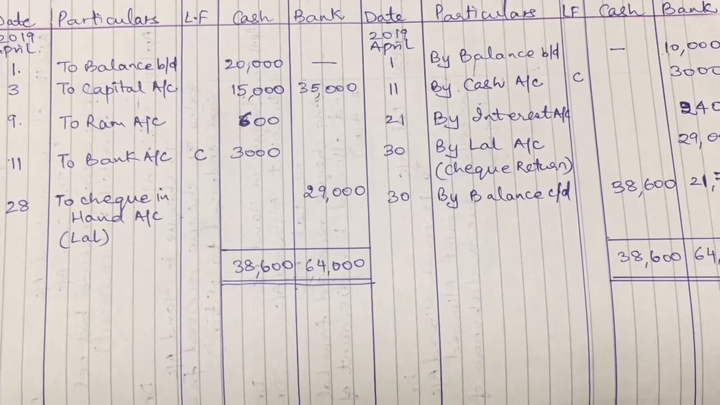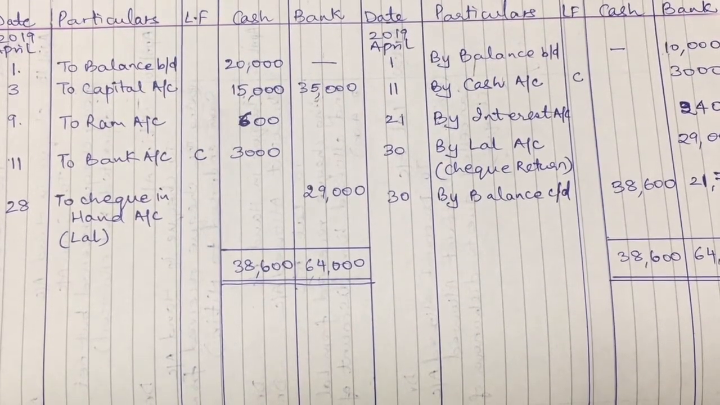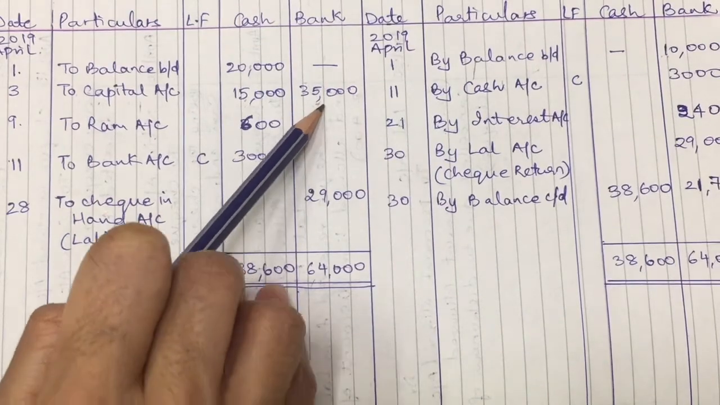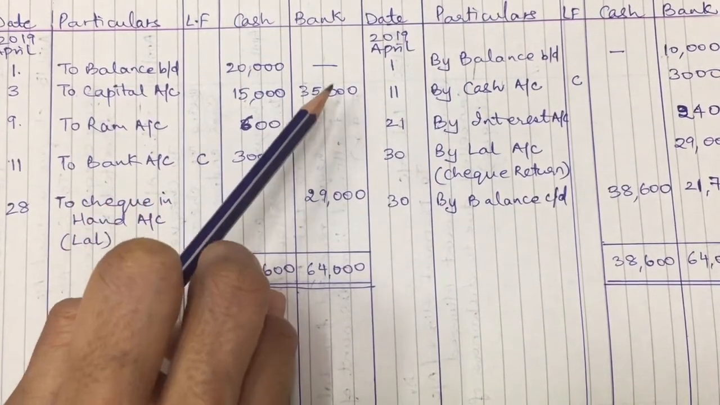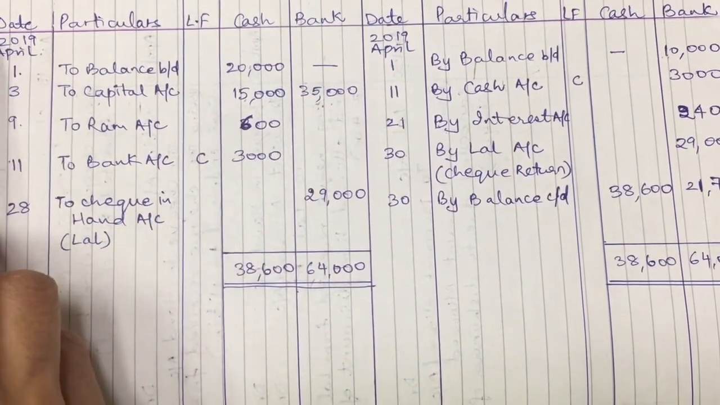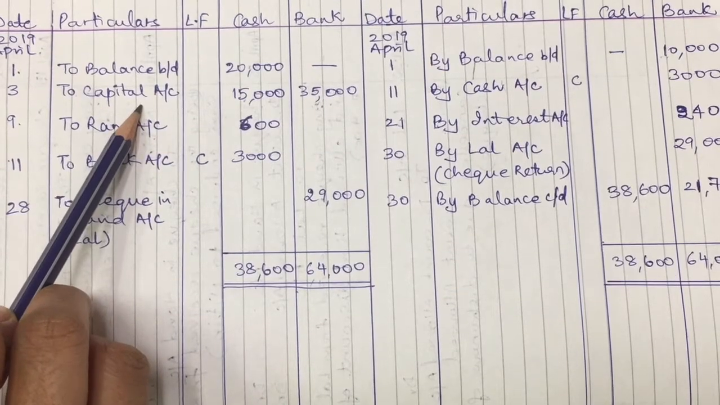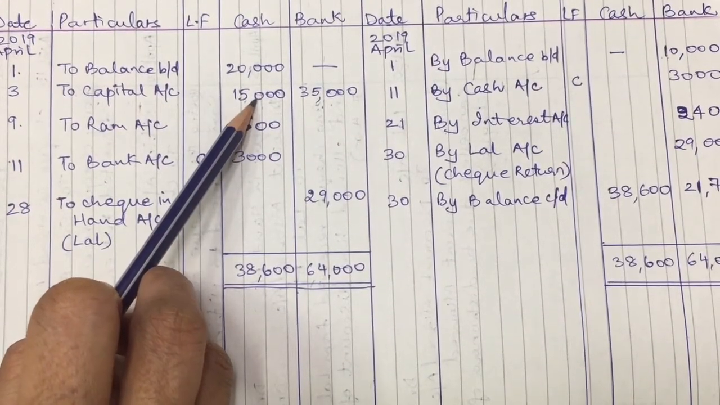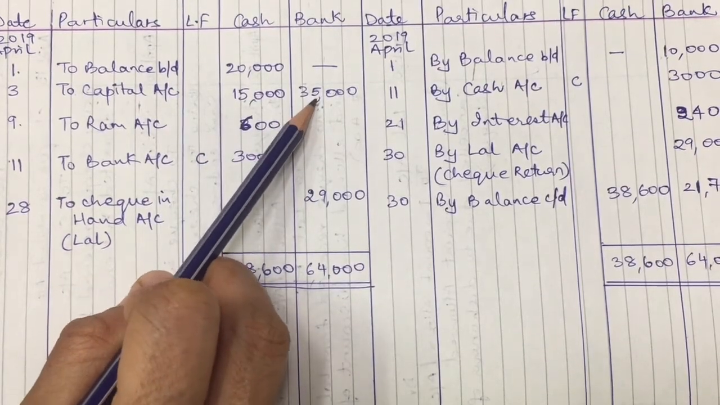The next transaction says further introduced rupees 50,000 as capital, out of which 35,000 was deposited into bank. My bank has increased. It is dancing. It is on the debit side. So 35,000 on the debit side, and it has come from the capital. The rest 15,000: 50,000 was introduced as capital, 35,000 is deposited into bank.